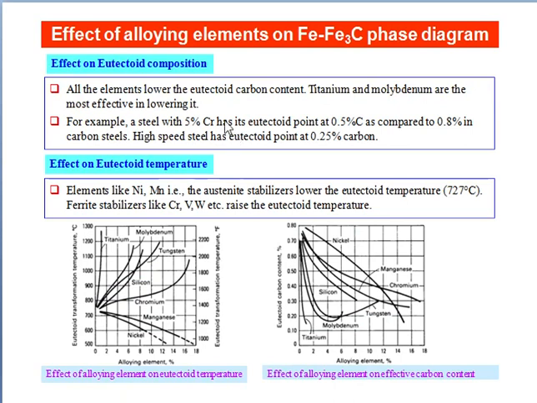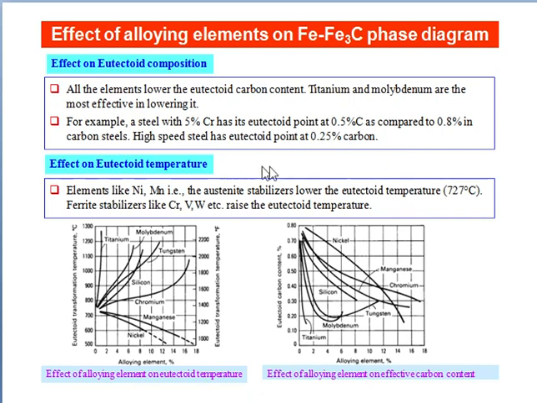Effect on eutectoid composition. All the elements lower the eutectoid carbon content. Titanium and molybdenum are the most effective in lowering it. For example, a steel with 5% chromium has its eutectoid point at 0.5% carbon, as compared to 0.8% in carbon steels. High-speed steel has eutectoid point at 0.25% carbon.